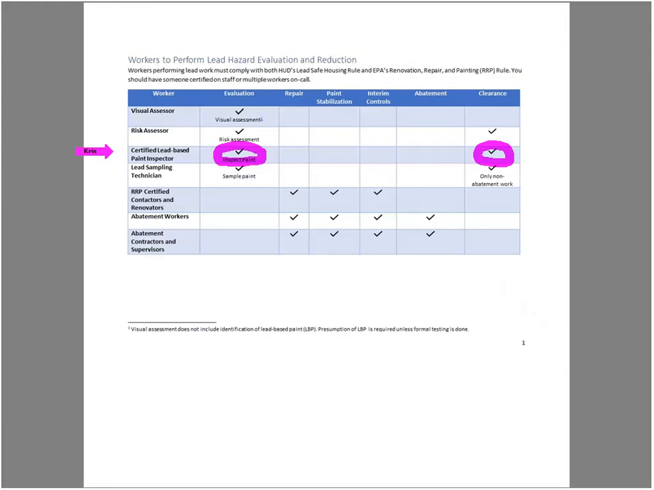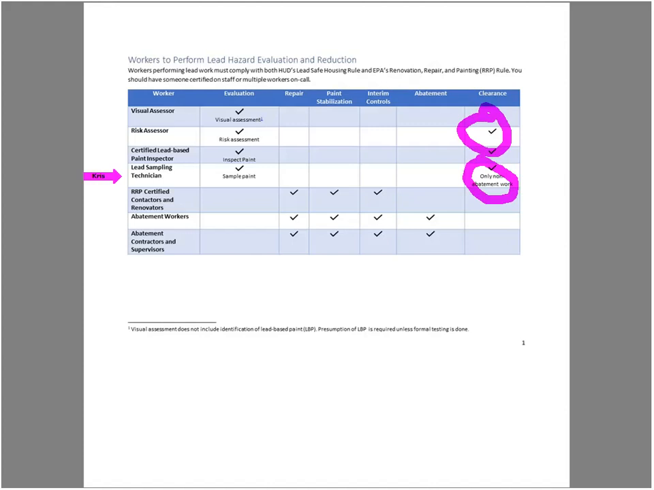And then we have my risk assessor. There's my risk assessor. They can also do a risk assessment, but clearance is really what we're focusing on for this particular Subpart K, because the risk assessment is not required in Subpart K. And then we had our lead sampling technician. They can also do clearance for Subpart K because paint stabilization is non-abatement work.